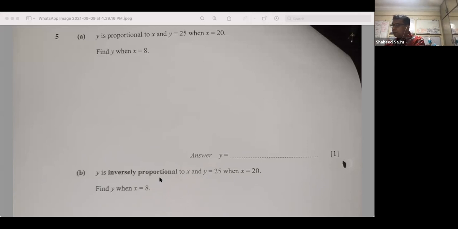You must find K first. Remember the formula I just wrote for you just now. Direct proportion is y equals to kx. Inverse proportion is y equals to k over x. Remember that. You got to find what k is. Substitute the value in.